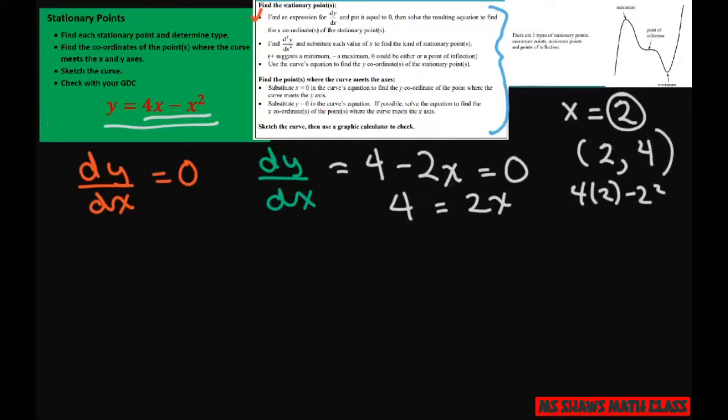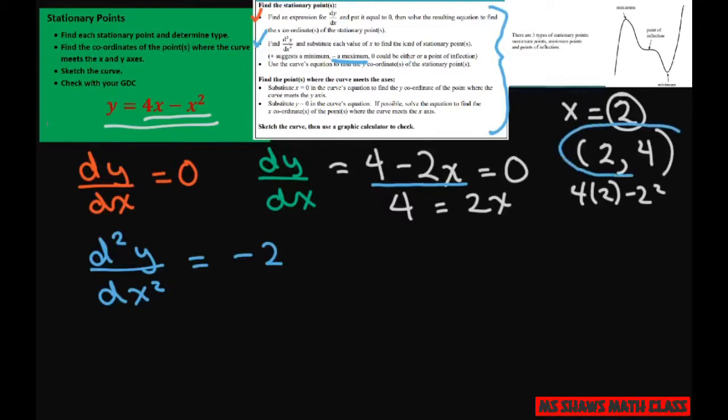Now, we're going to see if this suggests a maximum or a minimum. So what we're going to do is take the second derivative. So second derivative of y with respect to x, and you look at this equation here, and it's negative 2. Since it is negative, that suggests maximum. So this is a maximum point, (2, 4).